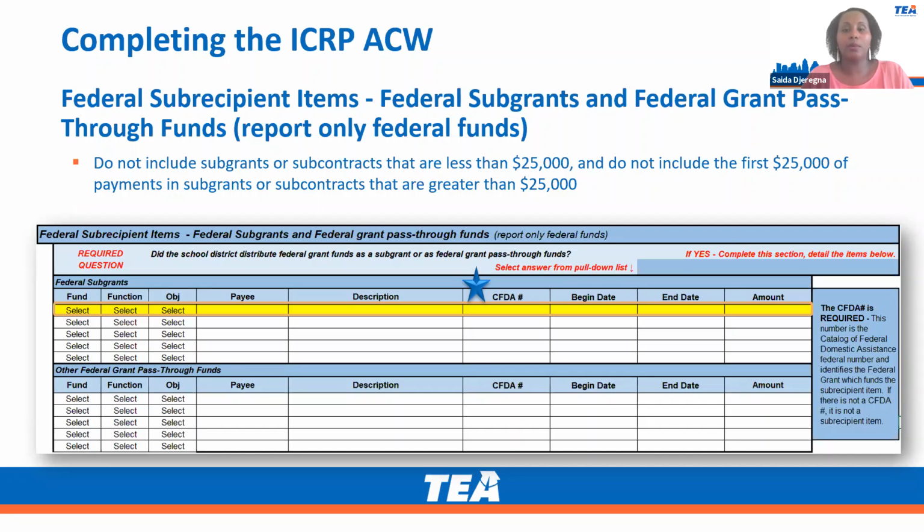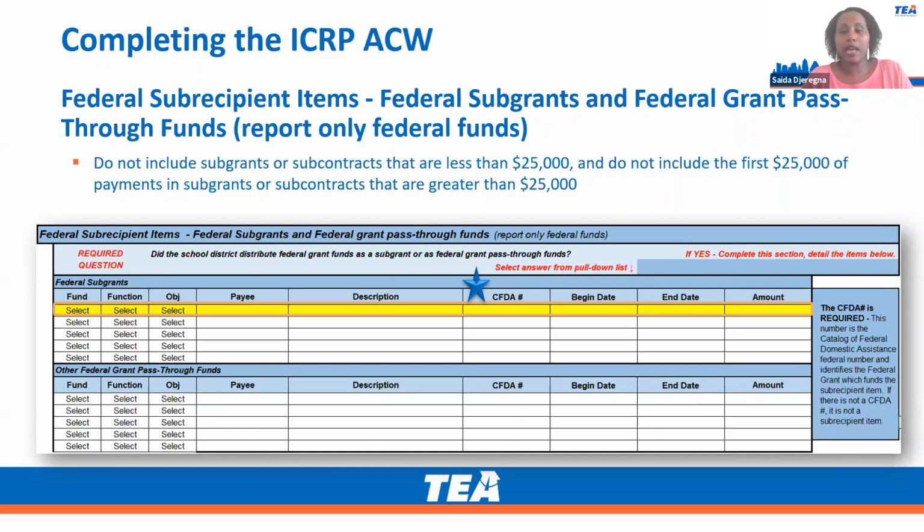Districts will not have subgrants or grant pass-through funds on educational grants. However, districts may have subgrants or grant pass-through funds on non-educational grants awarded by another agency. TEA is not expecting to see items entered in this section, unless, as I mentioned earlier, a district has issued a subgrant for their food service program. In that case, this is the section where you'll enter that amount.